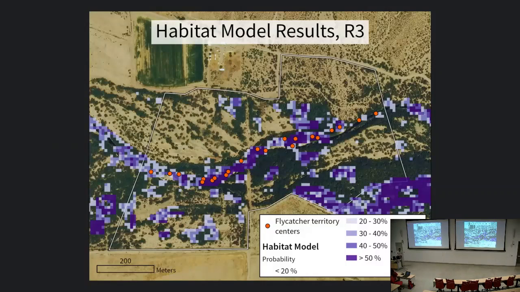So this is what it looks like on the site. You can see that the model is predicting these high probability cells. A lot of them are right on the flycatcher territory. So it's passing the visual test, and it's also rejecting some of the vegetation that you can see in the satellite image that doesn't have flycatchers in it. But then it's also predicting some high probability cells way up here on the bottom of this map that are up on the terrace above the river, and I can tell you those are too dry to support flycatchers.